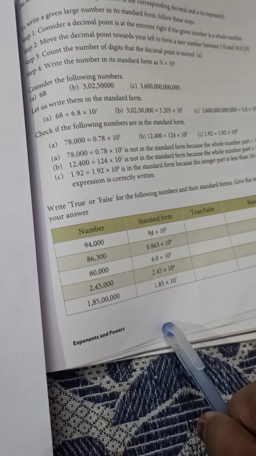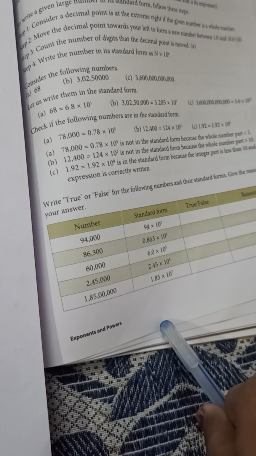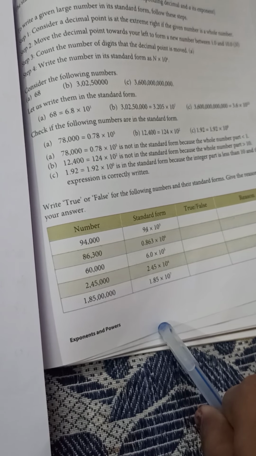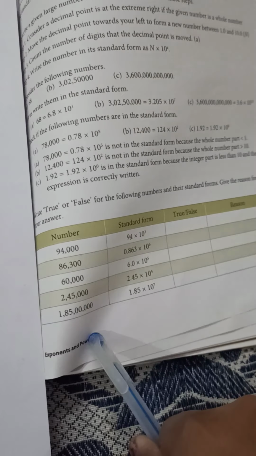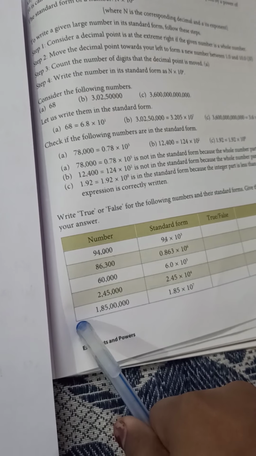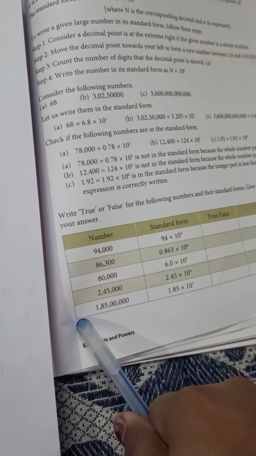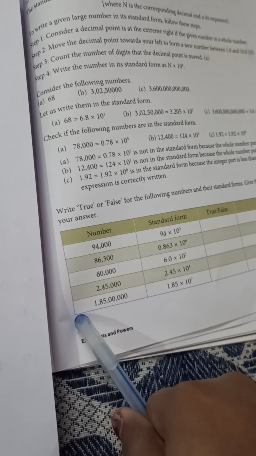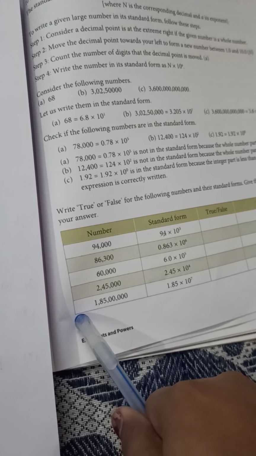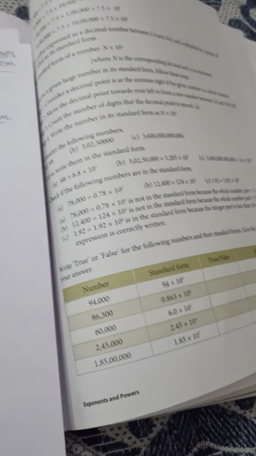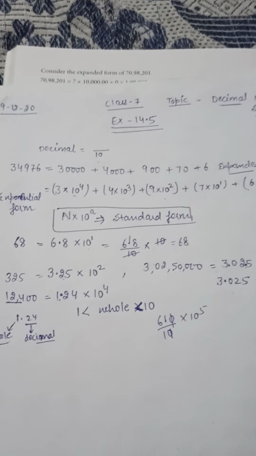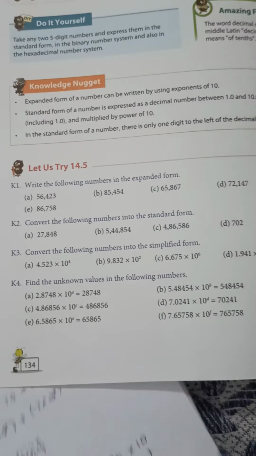Now, next one. This one, sorry, 2,45,000. So this one is correct, right? And the next one you will write yourself, and this you have to complete in your book. Now come to the exercise.